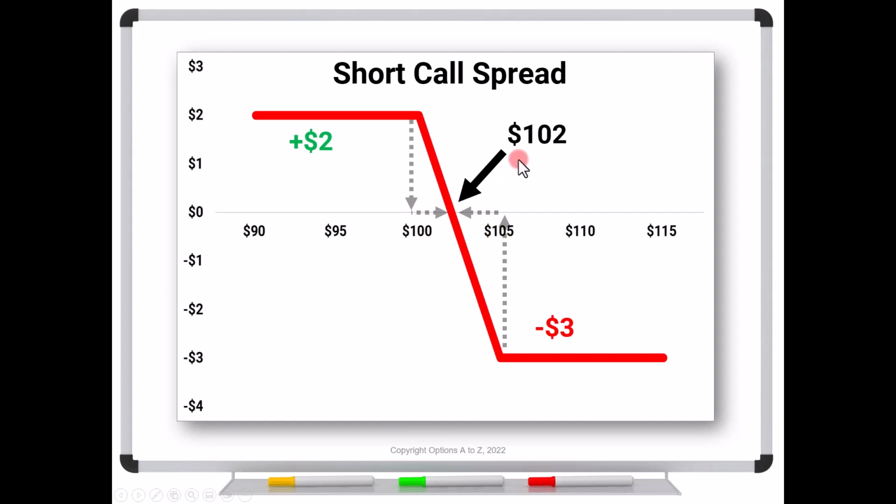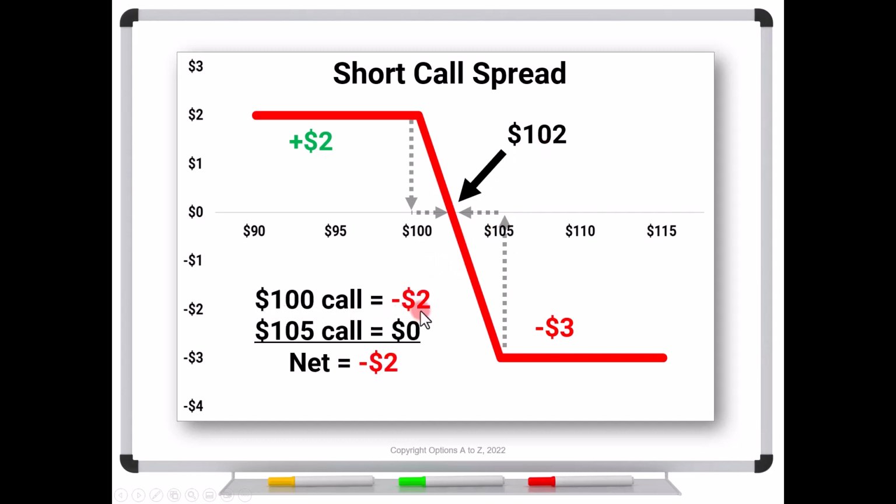Now that we've figured that out, find the values of these options at expiration with the stock at 102. The $100 call is going to be worth -2 to us, right? That's a short call. We'd have to buy that back for 2 points. The 105 call is worthless. So on a net basis, we could close this spread for a cash outlay or a net debit of $2. And that's exactly the amount of the credit that we received. That's why the break even is 102.